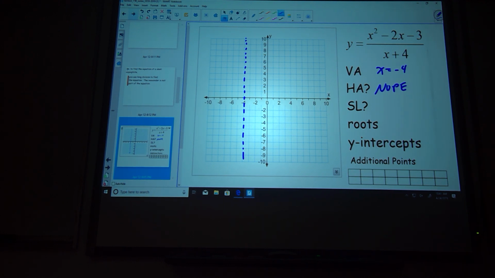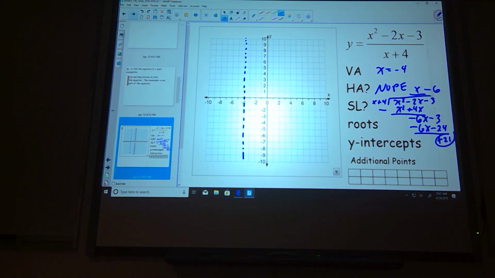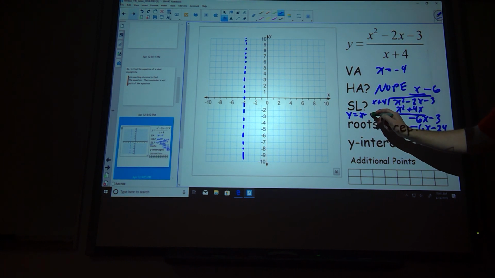And then the slant asymptote, I'm going to use long division. X plus 4 into x squared minus 2x minus 3. 2 terms over. That's an x. X times x, x squared plus 4x. We're subtracting, so those cancel. That gives me negative 6x minus 3. That's a negative 6. So negative 6x minus 24. And if I subtract those, I get positive 21. Again, I don't worry about the 21. Okay, so my slant asymptote is y equals x minus 6.